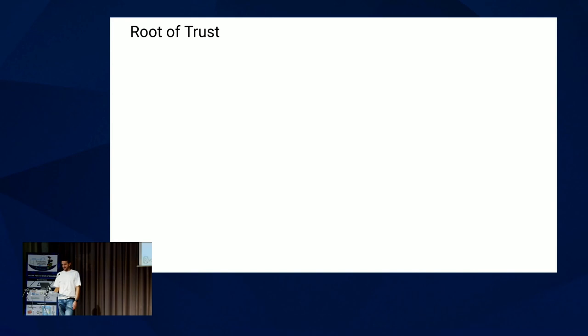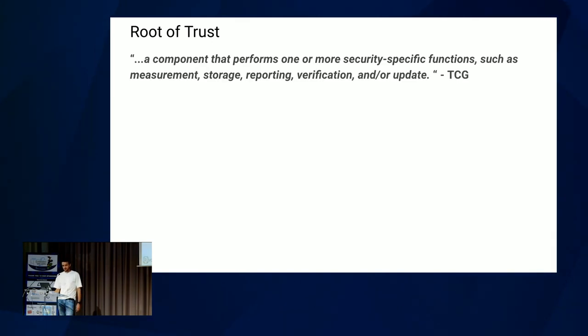It's a very mouthful set of words, root of trust, and if you search for a definition of root of trust, a logical place to look would be the Trusted Computing Group, the TCG. If you look at their root of trust specification, that's the kind of definition they're going to give you. It's a component that performs one or more security-specific functions, such as measurement, storage, reporting, verification, and or update. Doesn't tell you much, right? At least not to me. I find it very confusing.